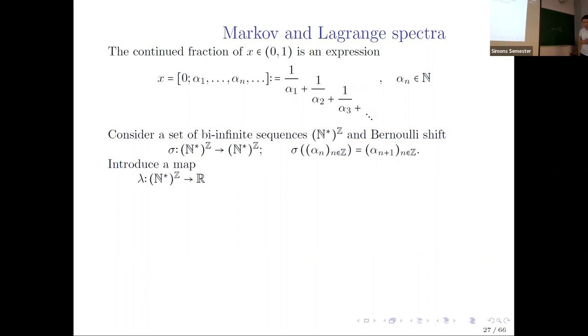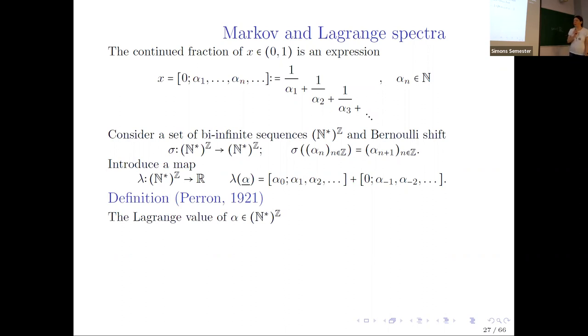If you have a sequence of natural numbers, you can define a map from the space of sequences to the real numbers, and the map is going to do this thing. It chops the infinite sequence into pieces, and takes our sequence into the sum of the two numbers whose continued fractions can be obtained from this sequence. For historical reasons, this map is called lambda.